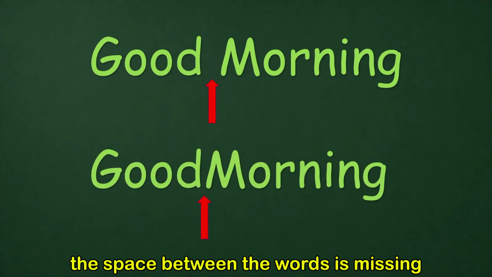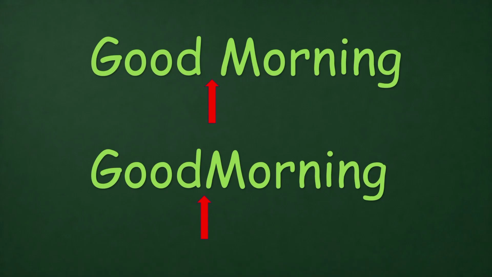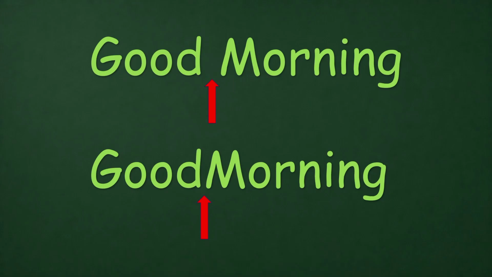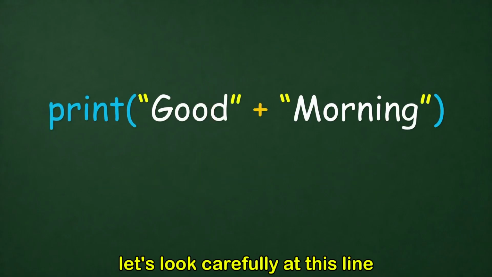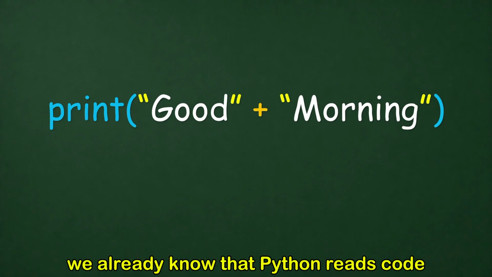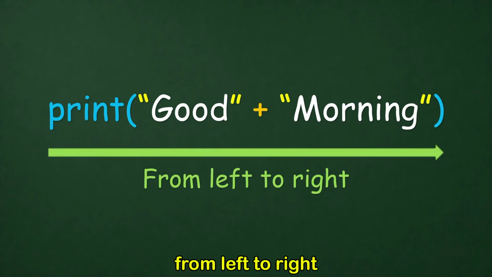That's right. The space between the words is missing. But why? Let's become text detectives and solve the mystery. Let's look carefully at this line. Print "good" plus "morning". We already know that Python reads code from left to right.